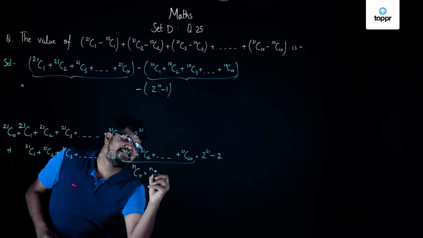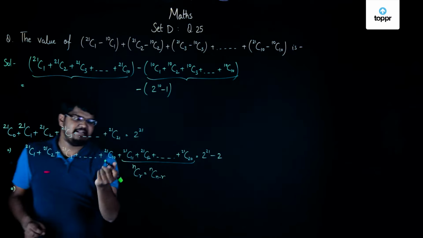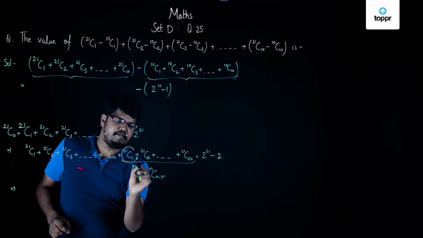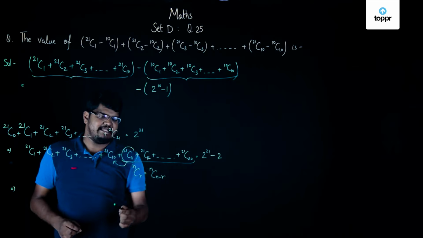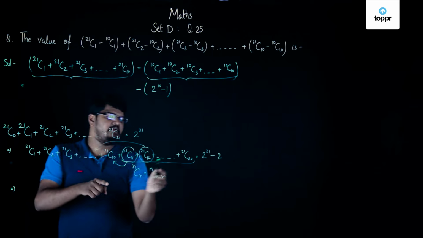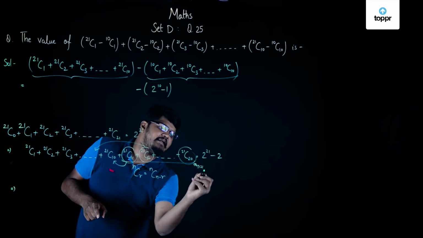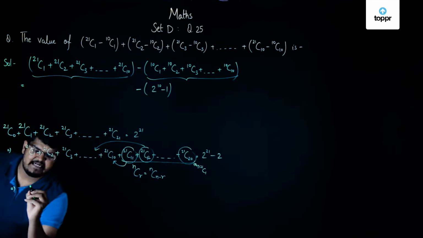And now we can also say that from 21C11 onwards up till 21C20, we can apply the formula nCr is equal to nC(n minus r). This implies that 21C11 is actually the same as 21C10, 21C12 is the same as 21C9, and 21C20 is actually the same as 21C1.